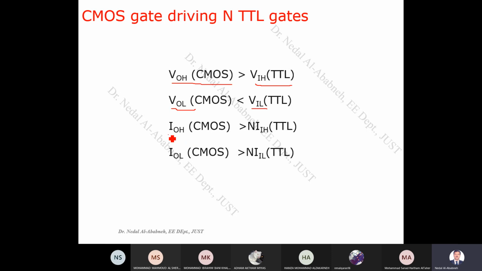And the output current للسيموس should be able to drive all TTL gates connected to the CMOS output. بالنسبة للـ low output current برضه the same requirement. We need to have sufficient current to drive any number of TTL gates.